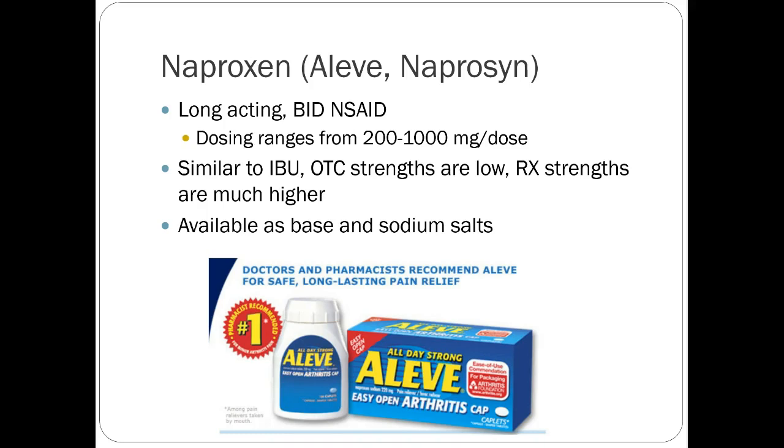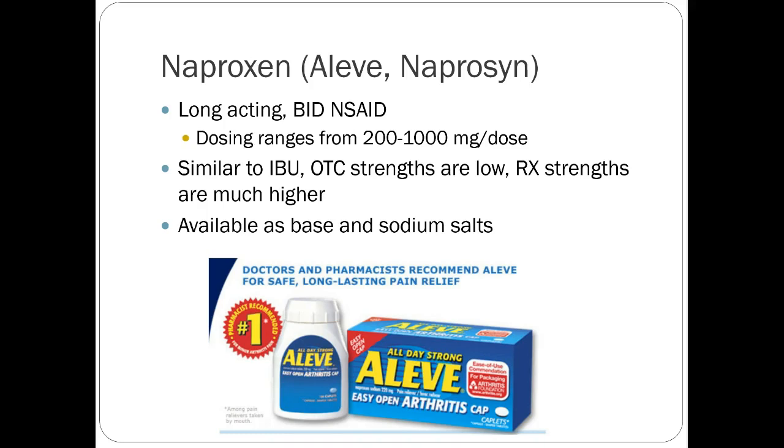Naproxen or Aleve. Aleve's the most common generic or brand name that you probably think of as far as the over-the-counter version. Naproxen is a slightly different salt formulation. Its dosing's a little bit different. So not that this really matters a whole lot, but I'll just say this, and I'm not going to test you on this, so you can tune out if you want.